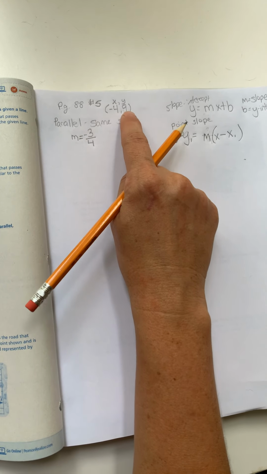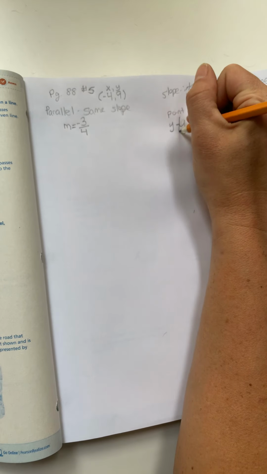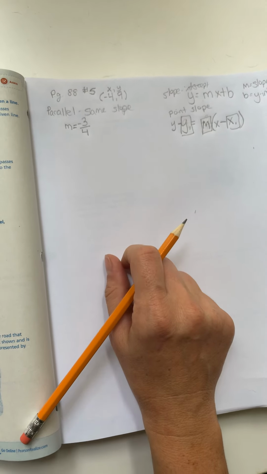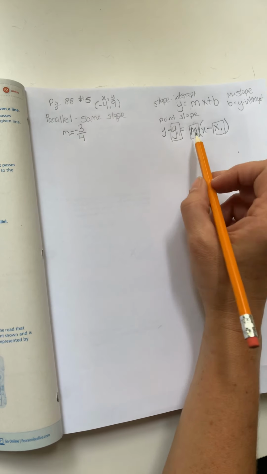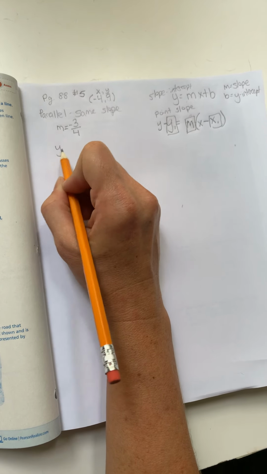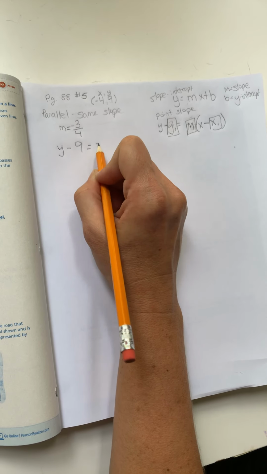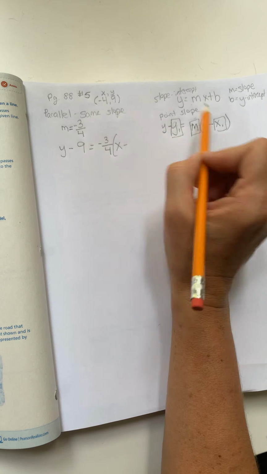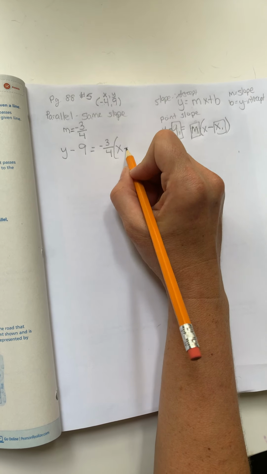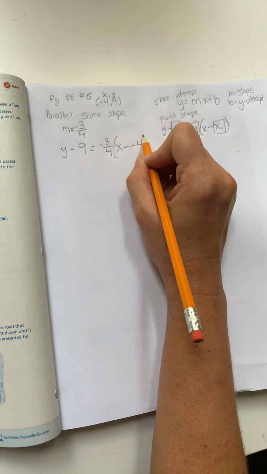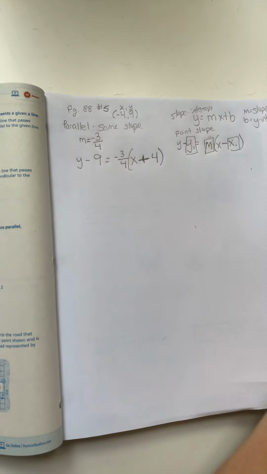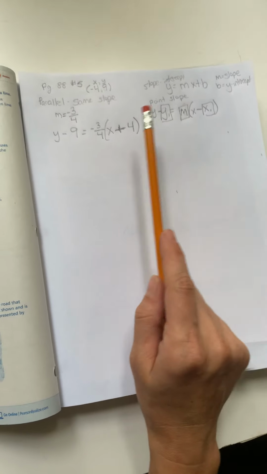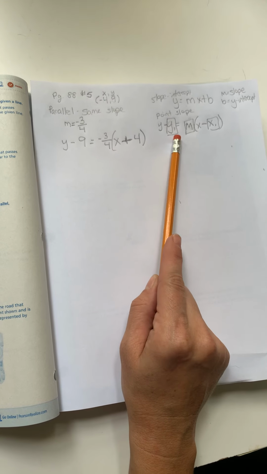So now I have x, y, and m. And remember, if it helps, put little boxes around these three things because those are the three things you plug in. So I'm going to plug in y1 as 9, m is negative 3/4, and x1 is negative 4. Remember, minus that negative 4, I'm going to make this into plus. All right, so now this is the equation for the line in point slope form.